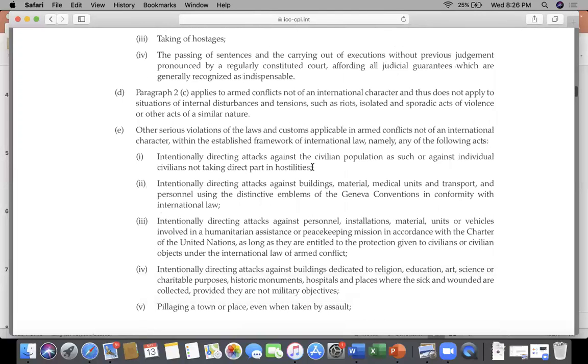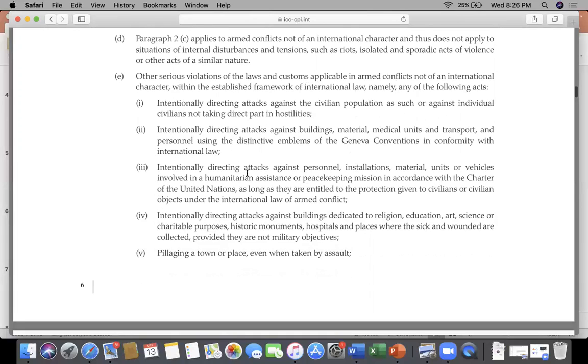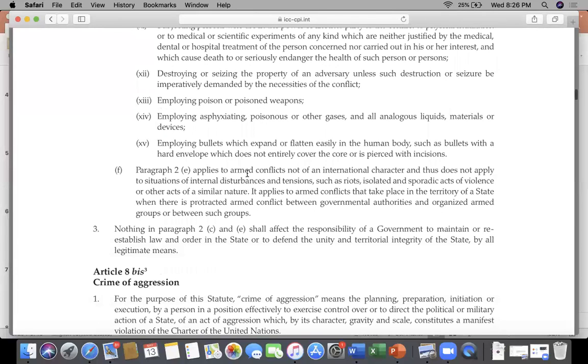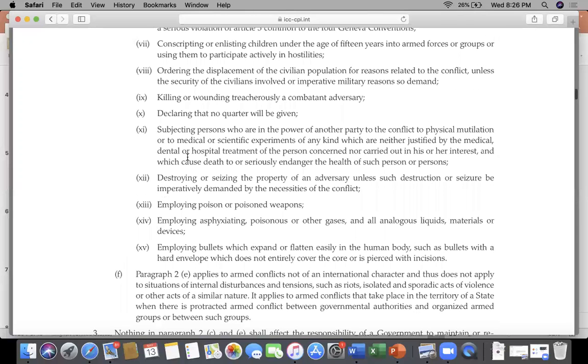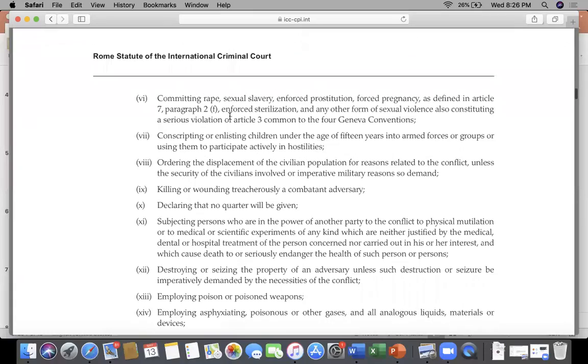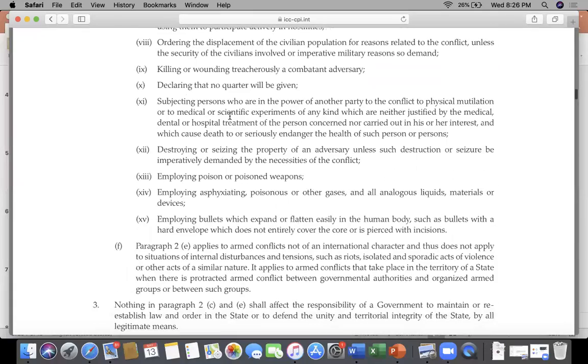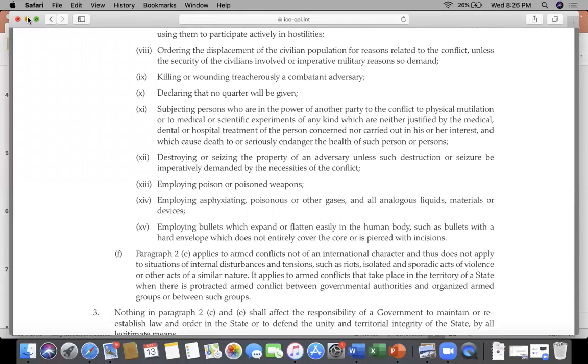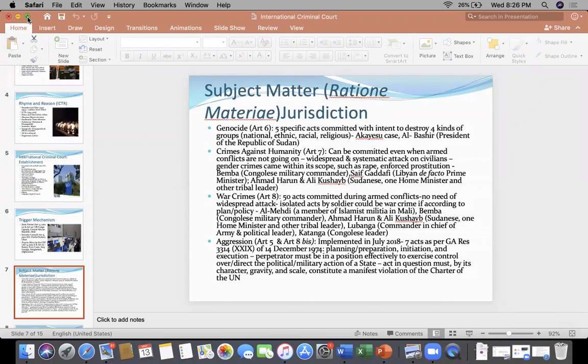And then you will find that in subparagraph E of paragraph 2 of Article 8, it says other serious violations of the laws and customs applicable in armed conflicts not of an international character. And in such category also, so many examples are given. You see 15 examples are given. Employing poisoned weapons, employing gaseous weapons, employing bullets which expand easily, and then declaring that no quarter will be given. All these are there. So you find that these are the 4 different types of examples of war crimes which are mentioned in the Rome Statute. So students, what I was telling you, that these are the 3 types of crimes which are important.